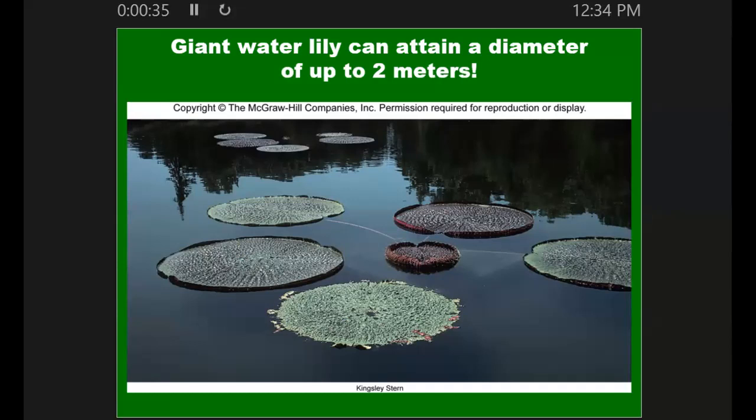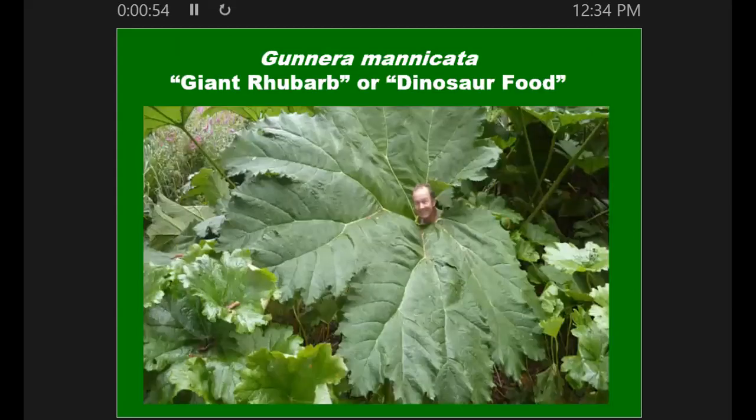The giant water lily, you might have seen video where they show animals walking on it. There's even one of a little kid sitting on it and it stayed upright. So there's a lot of structural, architectural support under these leaves. Even though they're quite big, they can maintain that upright, floating posture. And then there's really big terrestrial leaves. You can see here with the size difference, it's the person's head in the middle of the leaf. And so this, the Gunnera species, giant rhubarb, sometimes it's called dinosaur food.